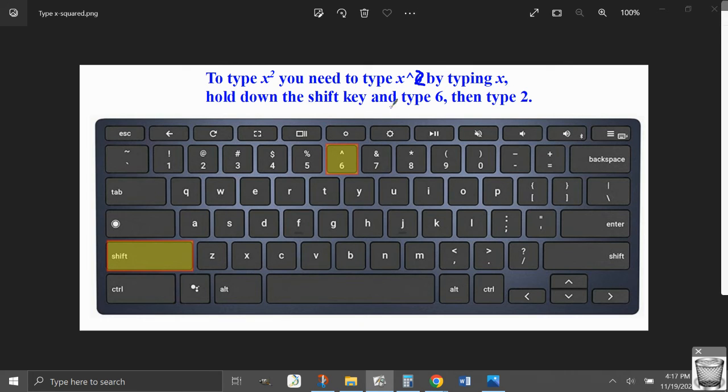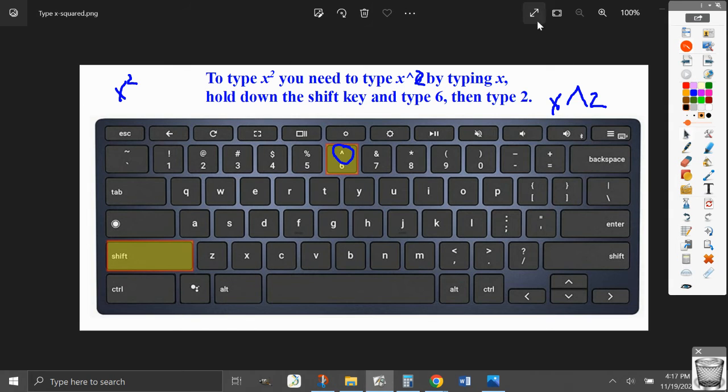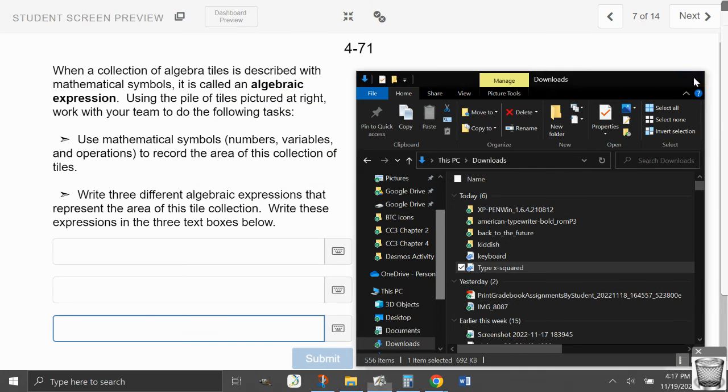So you need to type x with a caret. That little symbol is called a caret. By typing x, holding down the shift key, and typing 6, and then typing 2, you get a symbol that raises the 2 up like an exponent. So when you type x, shift 6, and 2, you will get x to the second power. Let's use that now to actually do this problem.